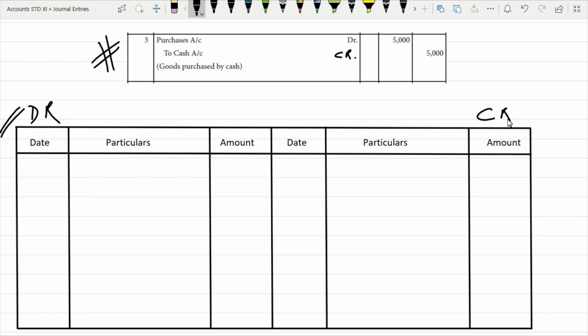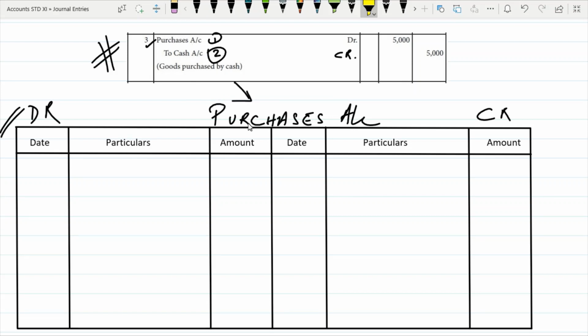When we are doing the ledger, we have to understand how many ledgers we have to prepare. So the ledgers that we have to prepare will depend upon these. So first one, this is the first ledger, this is the second ledger. So purchase account will be ledger 1, ledger 2 will be cash account. Okay, so let us start. Now from the journal entry, we need to transfer it to the ledger.